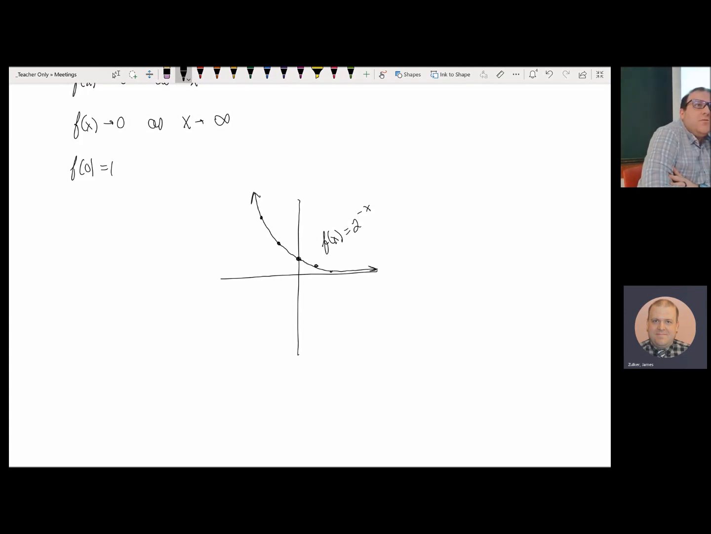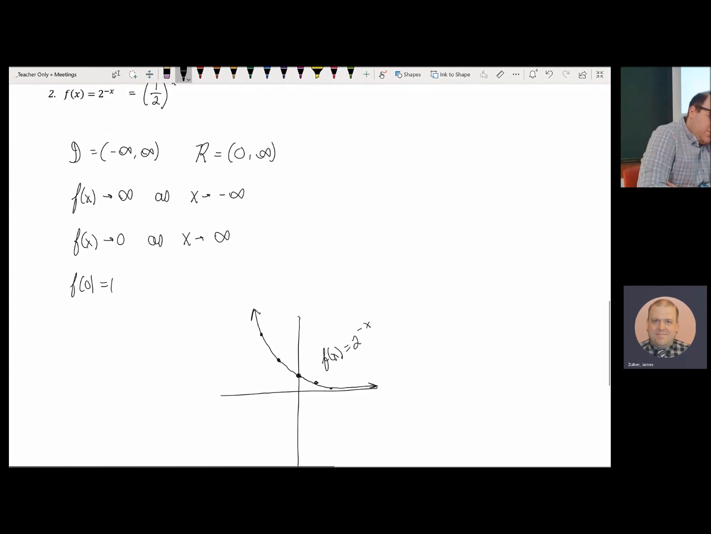I'm just picking points, right? So for instance here, if I pick 2, it's 2 to the -2, which is a half squared, which is a quarter. So that's what I'm doing. When x is 1, it's just a half. Then that's 0, 1, -1, 2, -2, 4. So I'm just picking several points just so I can get the general shape to be correct.